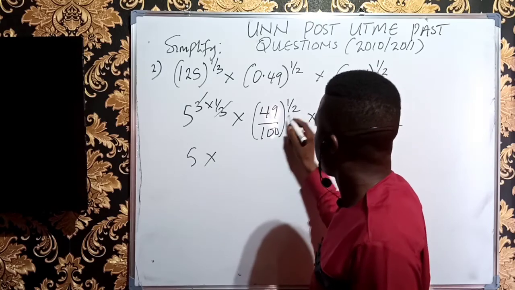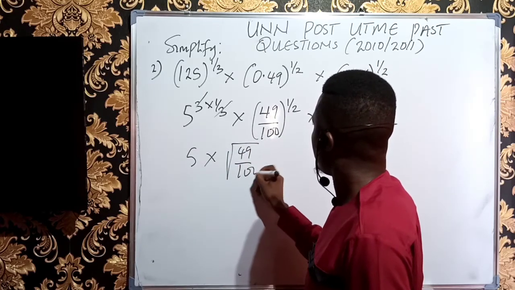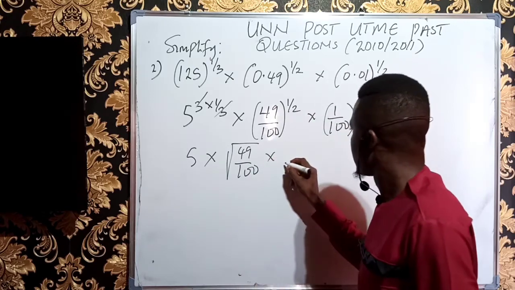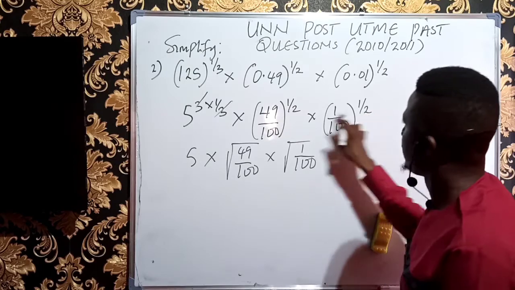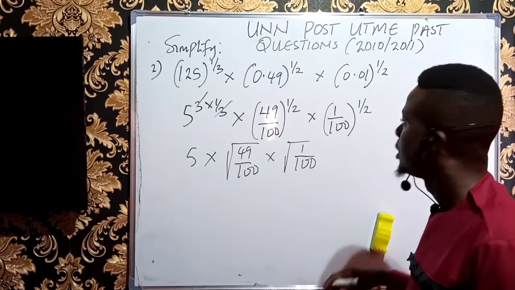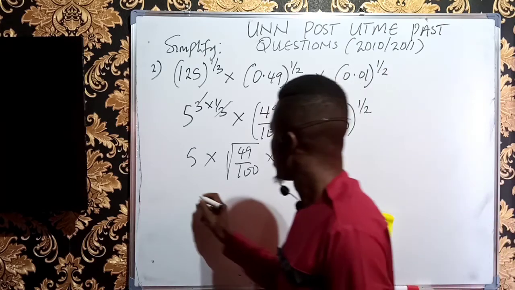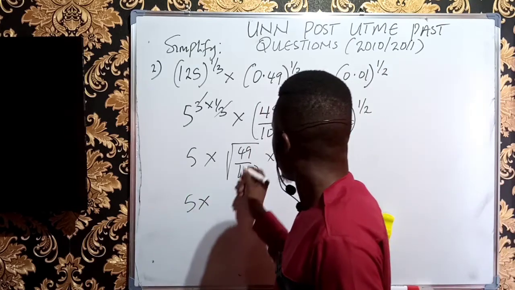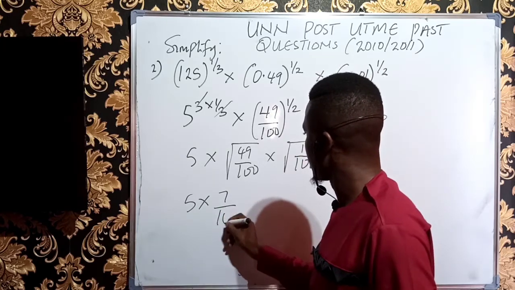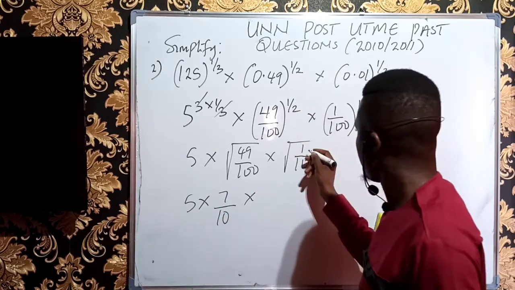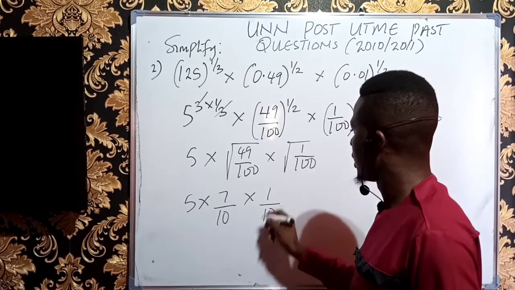Power of half means square root of that number. So I have square root of 49 all over 100 times, I will say half, square root of 1 over 100, because of power of half. According to the laws of indices, any number to the power of half means the square root of that number. So we shall have 5 times square root of 49 is 7 over square root of 100 is 10, times the square root of 1 is still 1 over square root of 100 is 10.